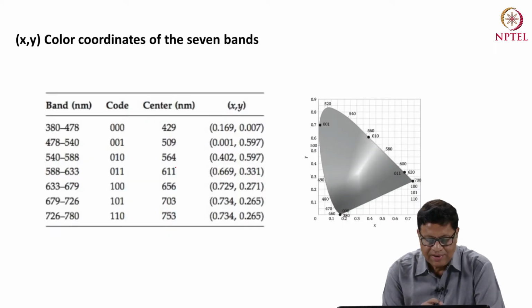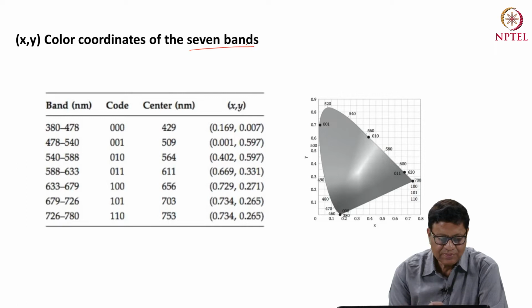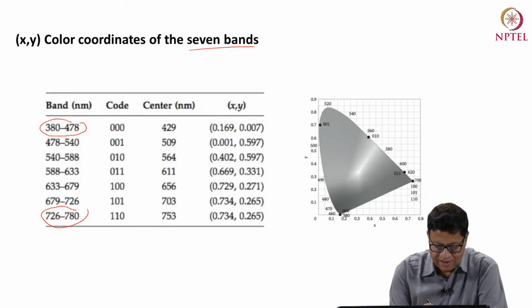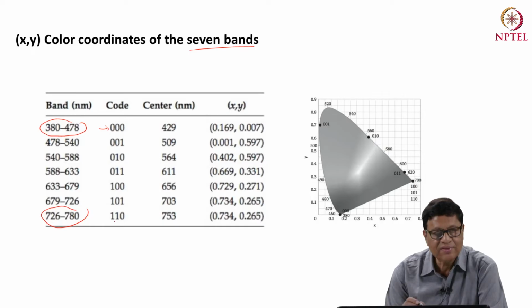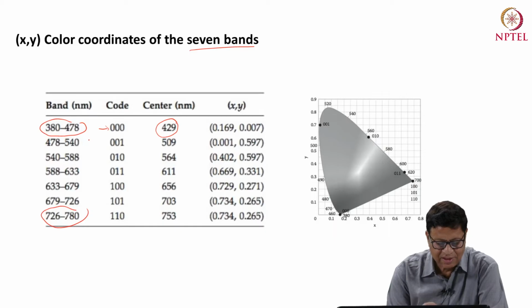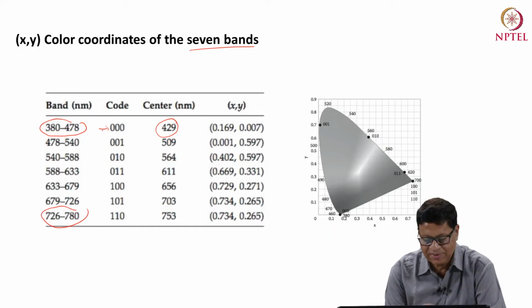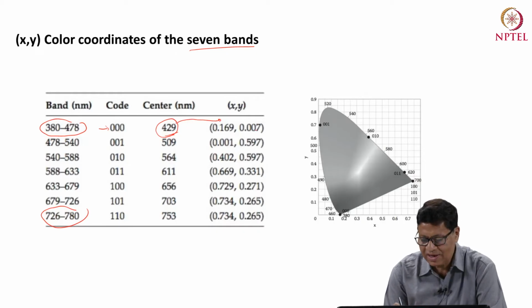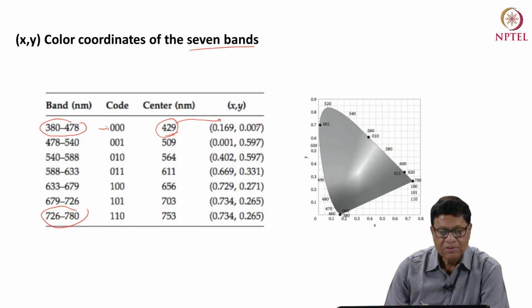So standards have defined these 7 bands. These are the different bands here, and they are given by some code 000, 001 and so on and so forth. And the center wavelength is given here, that is the center wavelength of this band 380 to 478 is 429. And the corresponding xy coordinate is given here, 0.169 and 0.007. So the standards have defined these 7 bands.